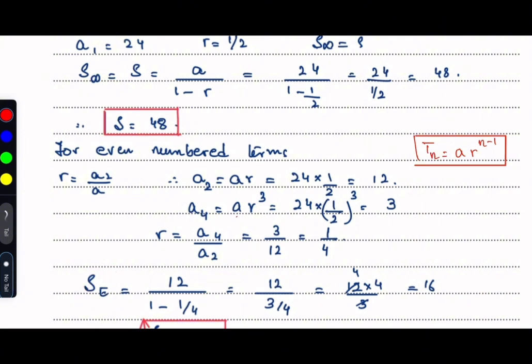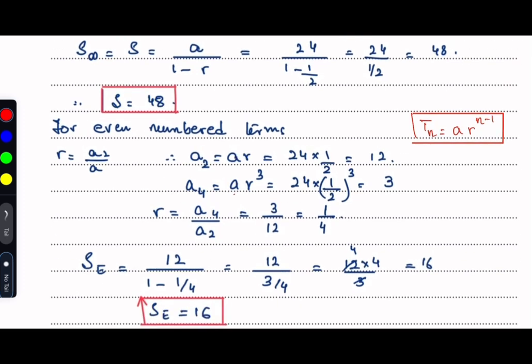So the sum to infinity for these even numbered terms a2, a4, a6, and so on, shall be equal to my first term a2, which is 12, divided by 1 minus the common ratio, which is 1 by 4. Solving it, 1 minus 1 by 4 is 3 by 4, or I can say it's 12 into 4 divided by 3, so the sum to infinity for the even numbered terms is equal to 16. So this is going to be the solution for this question.